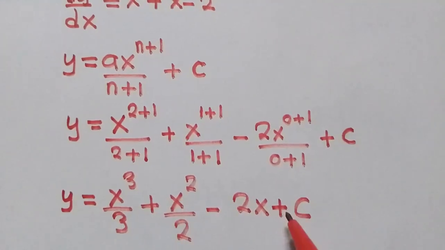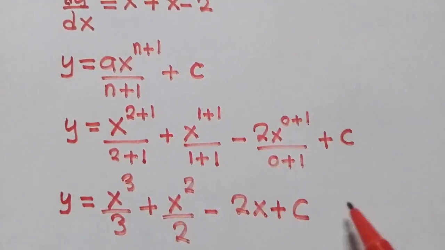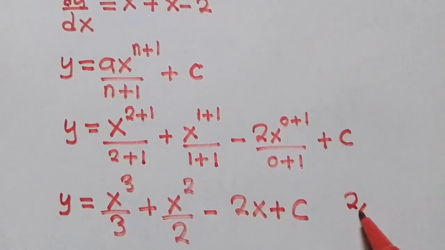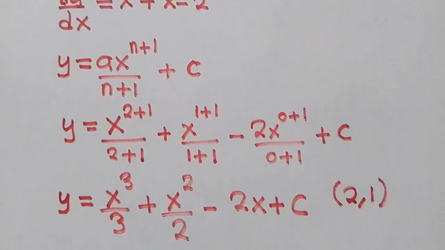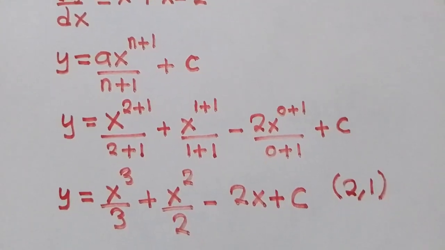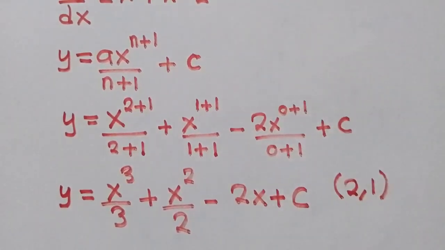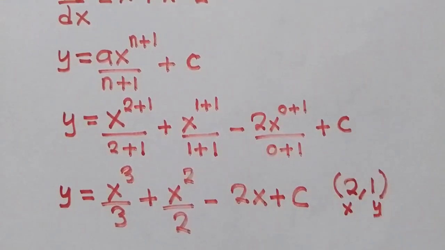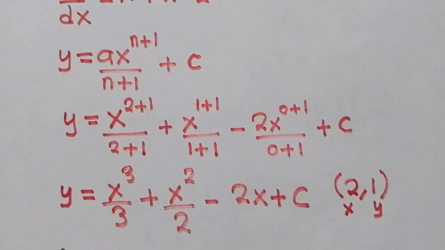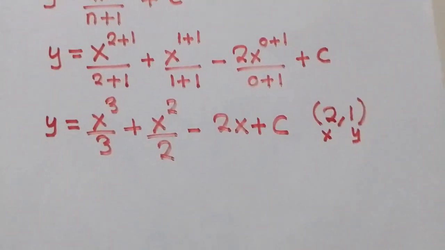So now you were given a coordinate which is 2, 1. This is a coordinate which we were given. So now you know that this is the value for x, this is the value for y. You replace these in this equation. Where there is y, you put 1. So this is what you are going to do.